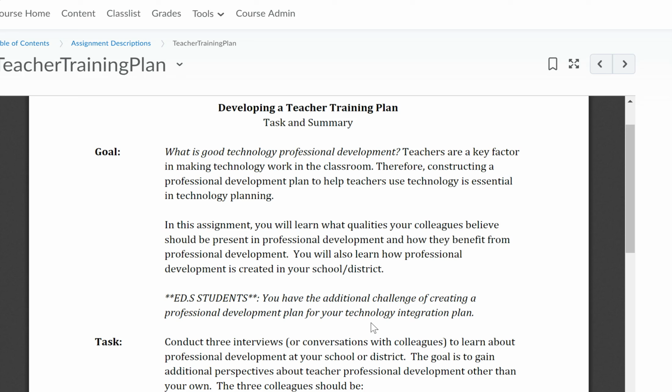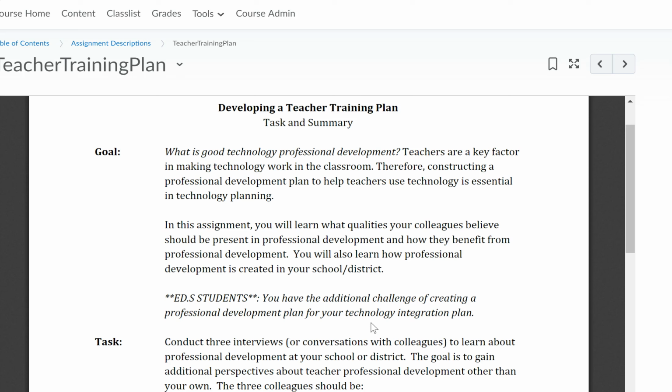So the goal of this project is for you to get a sense of what good technology professional development is. I know many of us have participated in technology professional development. Maybe some of us have even led it. And so we really want to dive in and think about what makes a good one. And what components are not only for teachers but other stakeholders also, and what their purpose is in the training, and how all of those pieces work together.